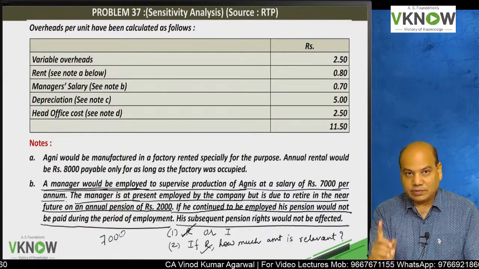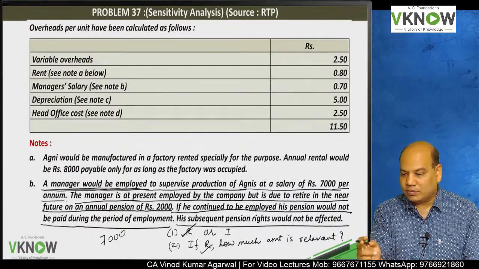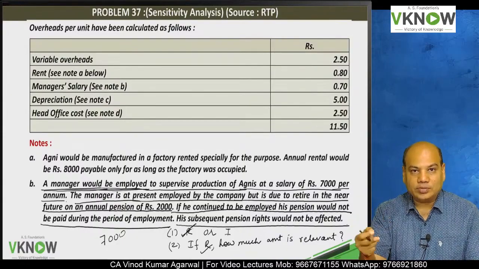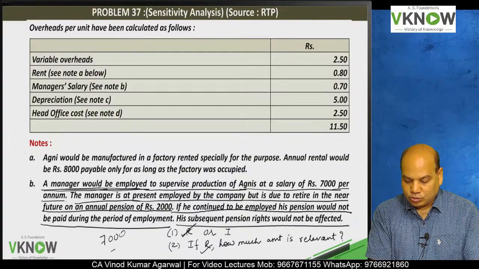We have to pay him 7,000 rupees for supervising production of Agni. But if we don't employ him, then we are going to pay him 2,000.